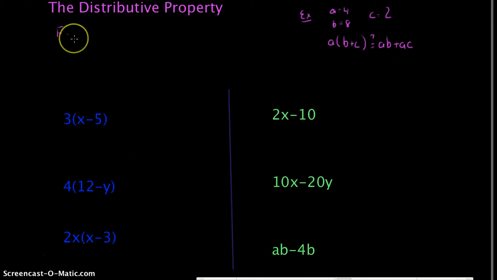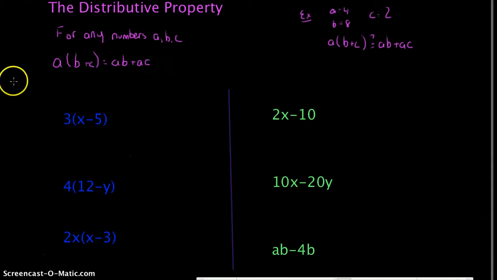So the statement of the distributive property is fairly simple. It says, for any numbers, and we're going to use letters to represent them, A, B, and C, we know that A times the quantity B plus C, right? So we've got an A on the outside of the parentheses multiplied by a B and a C on the inside. We know that that's equal to A times B plus A times C, okay?